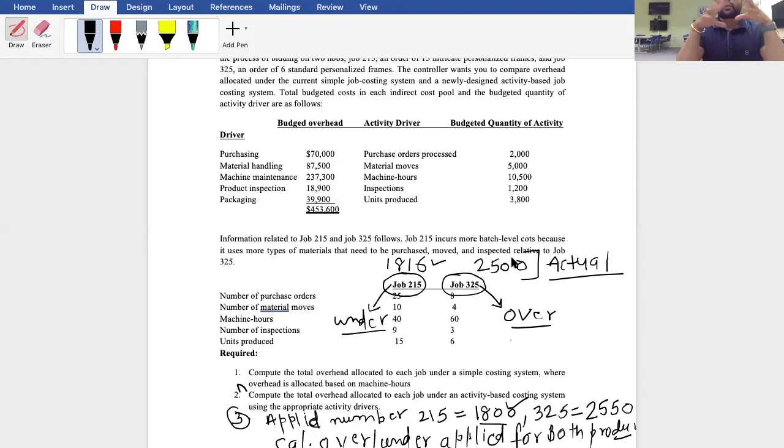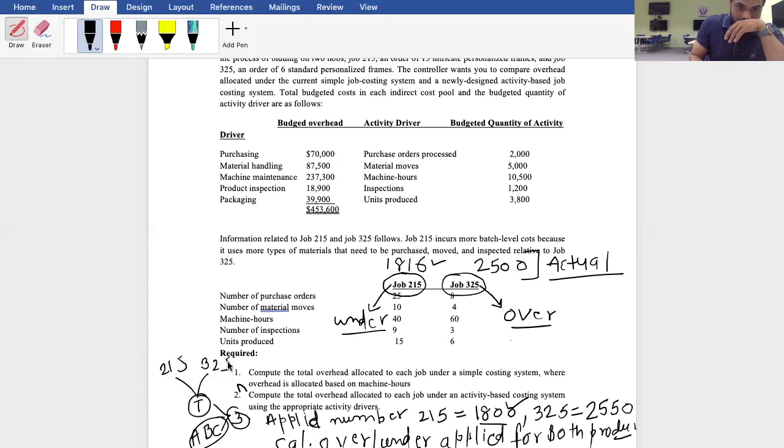All right. So remember, in your assignments, I can give you some questions like this. Of course, you have to calculate traditional costing, you have to calculate activity-based costing, and in the third bullet point, I can give you the applied number for traditional costing and the applied number for activity-based costing. So let's say, for example, you have two jobs. I'll give you two numbers, job 215 and job 325.